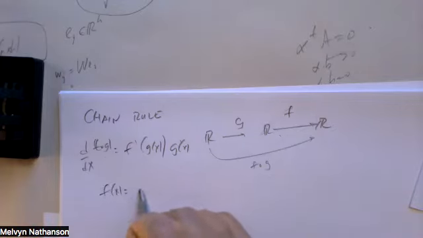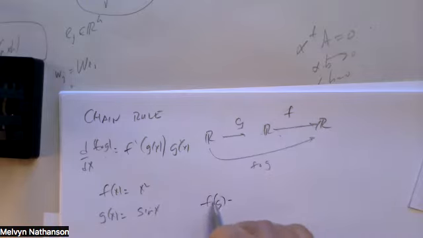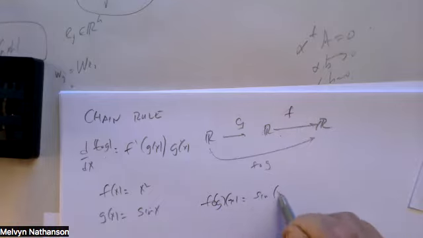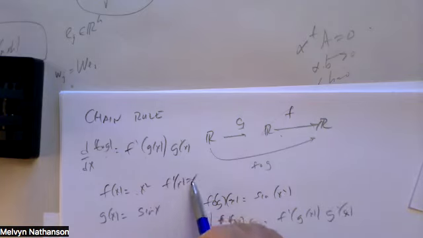So if f of x were x squared and g of x were, I don't know, sine of x, then f composed with g at x would be sine of x, squared, and the derivative of f composed with g would be f prime of g of x, times g prime of x. f prime of x is 2x, so f prime at g of x would be 2 g of x. g prime of x is cosine x. g of x is sine, so this is 2 sine x cosine x. That's the chain rule.